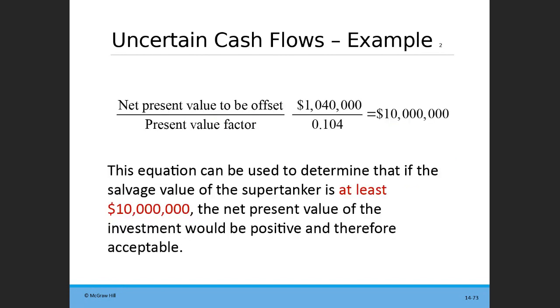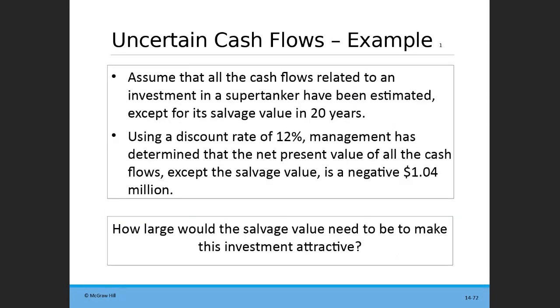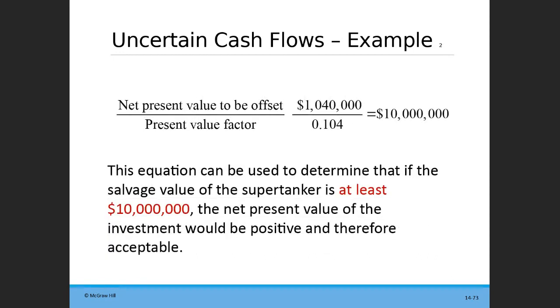All right, so how do I figure it out? Well, I have to go get the present value factor and divide it into what I need, right? So I know I need $1,040,000 in today's value, right? But what I've got is a tanker 20 years from now at 12%. All right, so I take my 12 and I take my 20 and I go out to my NPV table and I get my rate of 0.104.